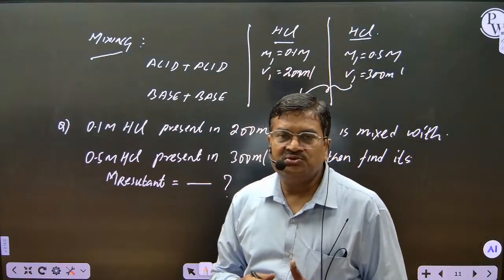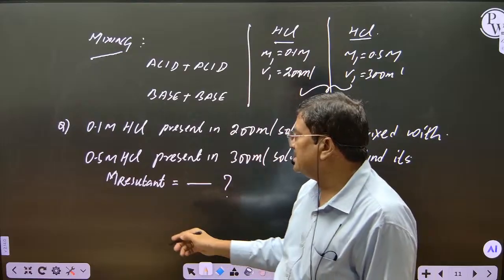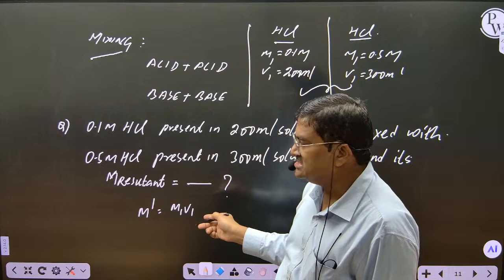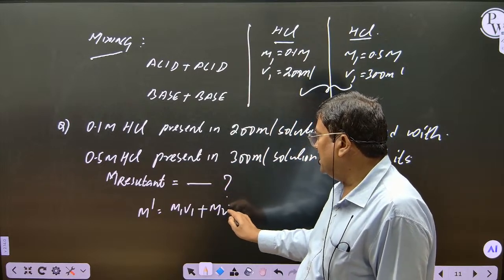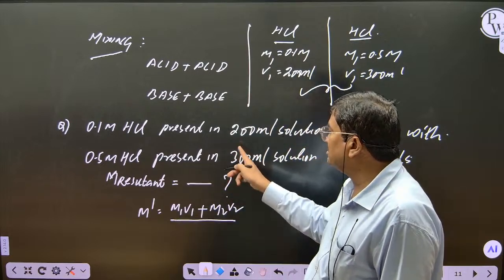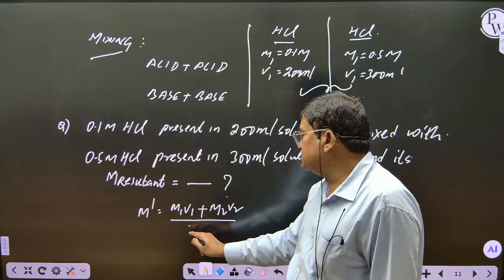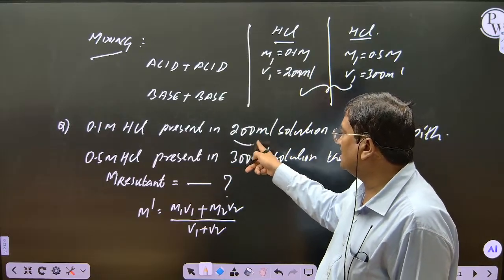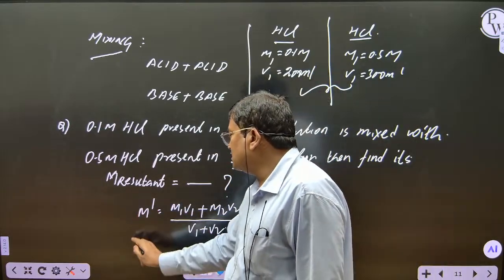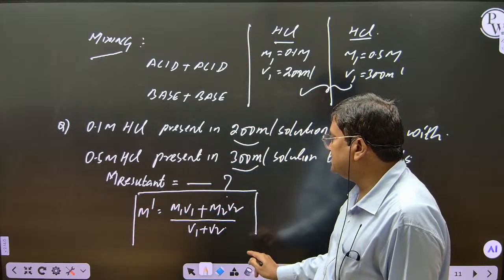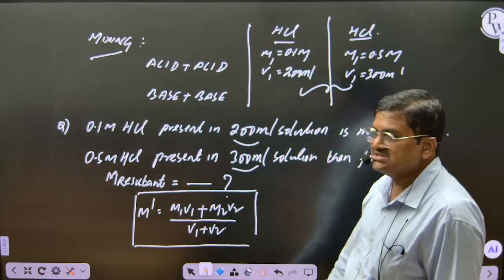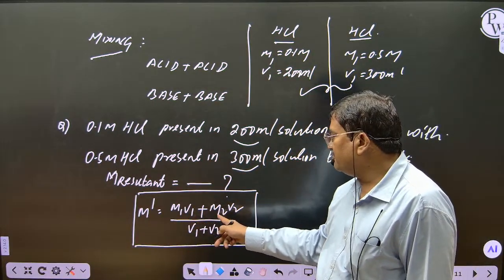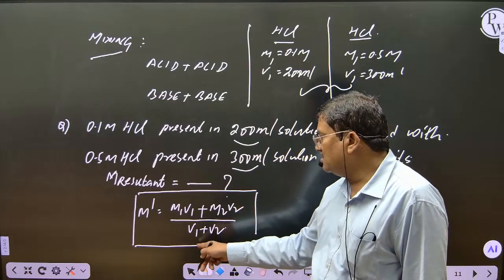So when you mix the two acids, the resultant molarity is given by M1V1 plus M2V2, and the volume of the solution is additive, that means V1 plus V2. So this is the relation when two non-reacting substances are mixed with each other, where M1 is the initial molarity, V1 the initial volume, and the final molarity is divided by the total volume.